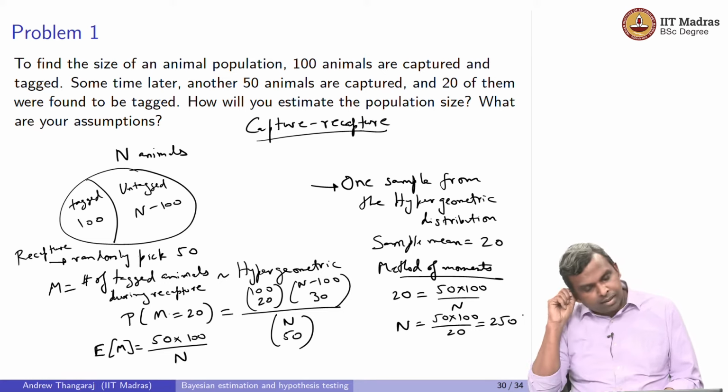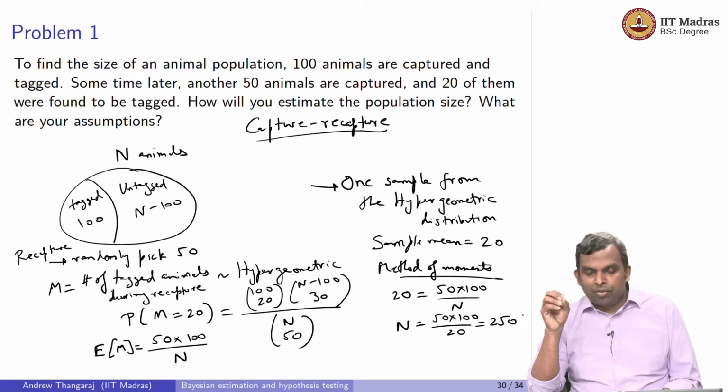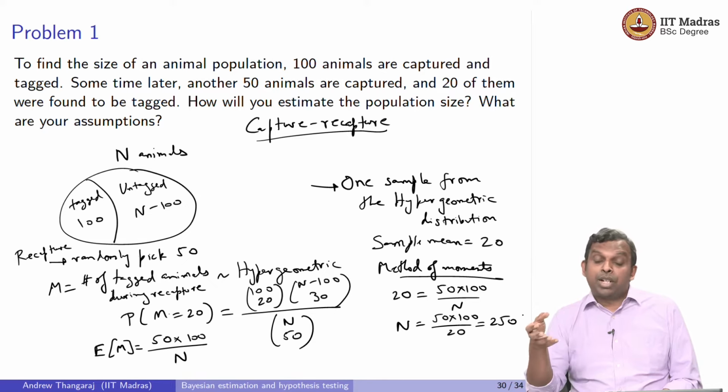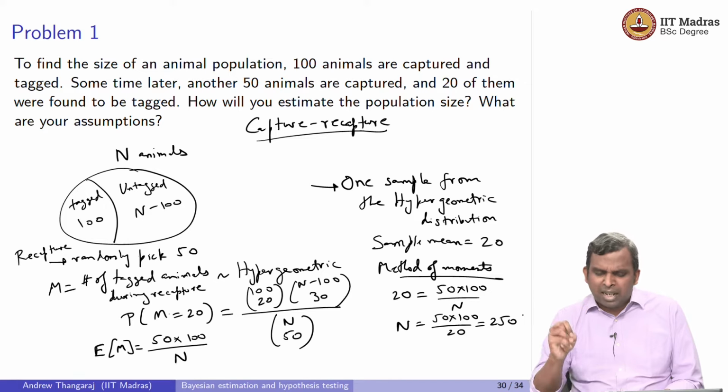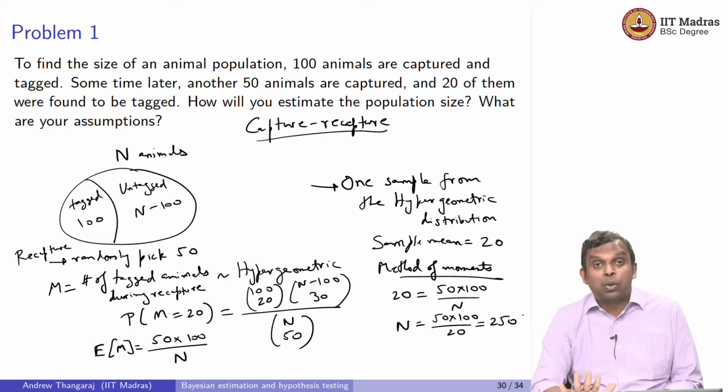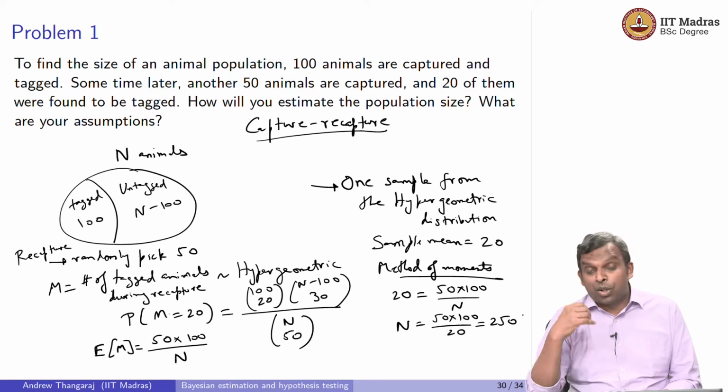Notice how we did this. We saw the process that was adopted, fit a certain distribution to it, and then did a method of moments estimate. You can say maybe I want to do an ML estimate. ML estimate is going to be a little bit more tricky. You'll have to maximize this probability, 100 choose 20, n minus 100 choose 30 by n choose 50, over n. Maybe it's easy, maybe it's hard. Maybe it will come out to be the same, it could be something else.